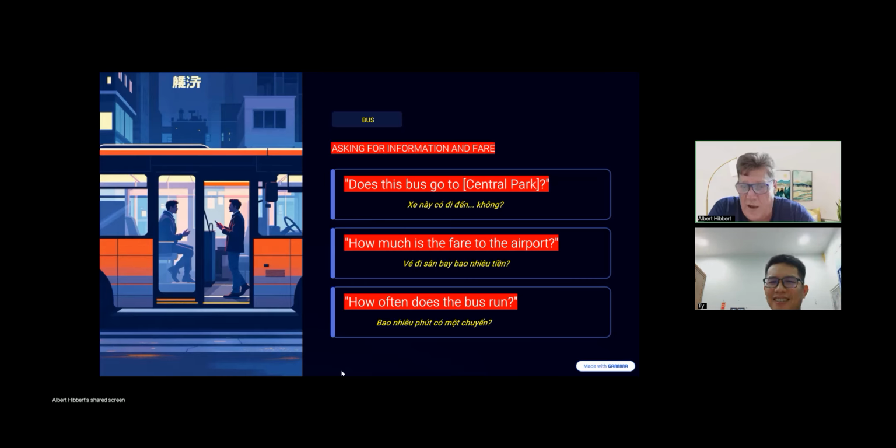Then I asked him, how much is the fare to the airport? How much must I pay? And then he will tell me 5 dong or 10 dong or whatever. So I can remember for the next time, I will ask him, how often does the bus run? And then he will tell me daily, every hour. So I've asked all these three questions to the driver of the bus when I departed from Ocean Park to Noi Bay Airport.